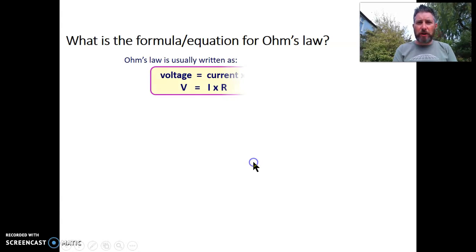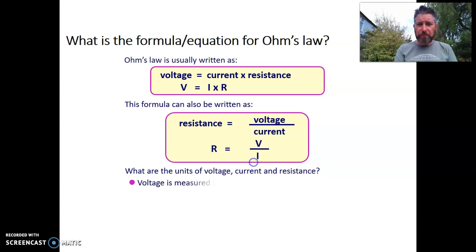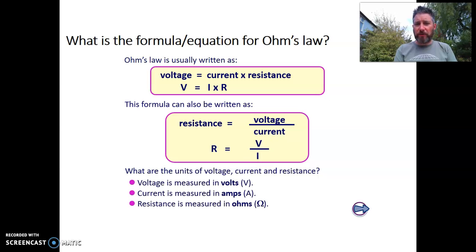So what is Ohm's Law? Ohm's Law is V equals I times R. Voltage is current times resistance. And you can rearrange that into R is V over I, resistance is voltage divided by current. Or you could rearrange that as current is voltage divided by resistance. So voltage is measured in volts, current is measured in amps, resistance is measured in ohms, and you had a go at doing some of these equations for me last time, and thank you for those people who submitted them.